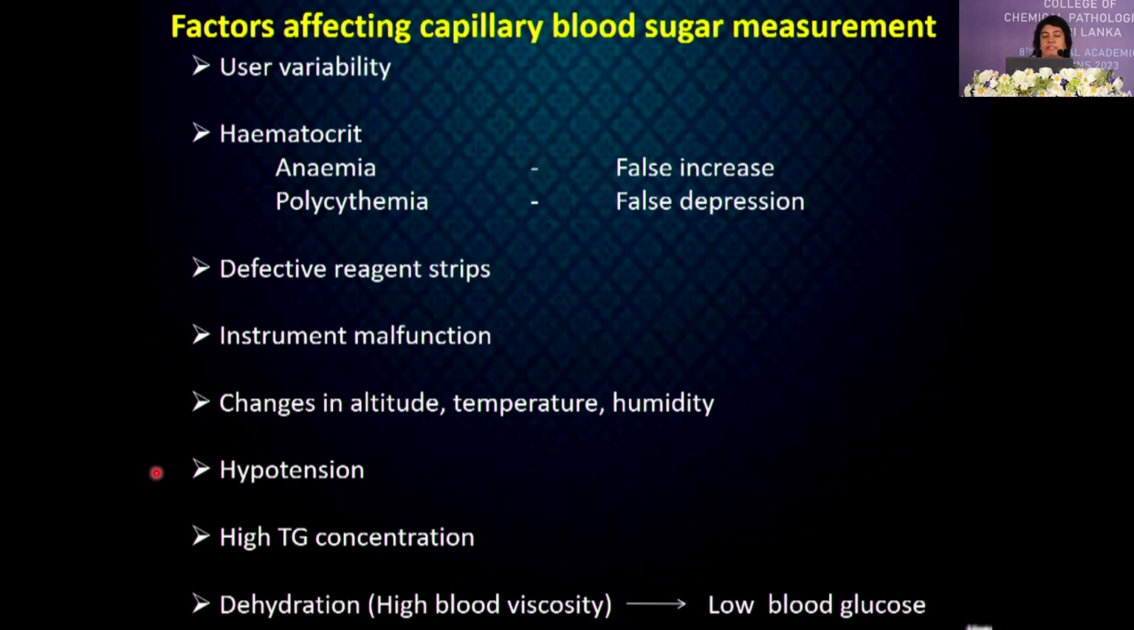There are various factors affecting capillary blood sugar measurement. One is that user variability can cause different results. Anemia falsely increases and polycythemia falsely decreases the glucose measurement. The other factors are defective reagent strips, instrument malfunction, changes in altitude, temperature and humidity, hypotension, and high triglyceride concentration in the sample. Dehydration greatly increases blood viscosity and lowers the blood glucose measurement.